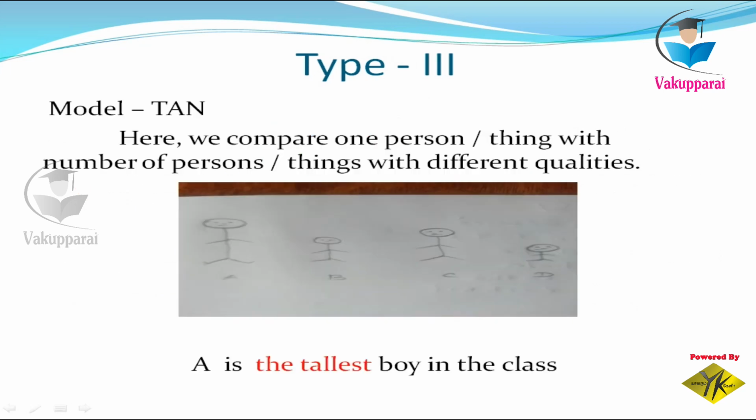Next, type 3. This model can be known as the TAN model. Okay, here we compare one person or thing with a number of persons or things with different qualities. See, all the four persons in the picture are in different categories. They are different in height. Among them, A is the only tallest person. A is the different height, B, C, D, all four are different heights. A is the only tallest person. So I mentioned in the sentence like, "A is the tallest boy in the class."